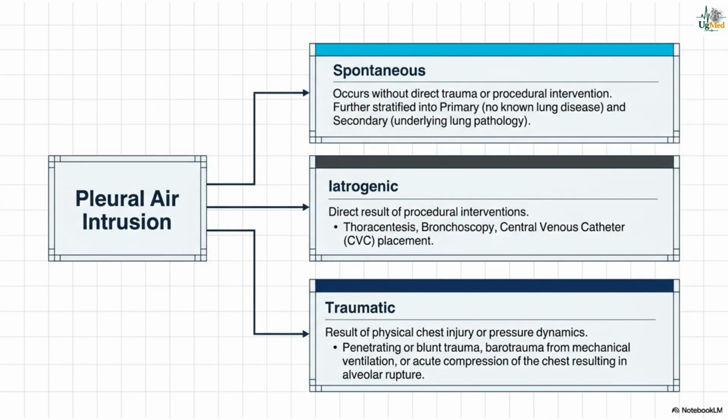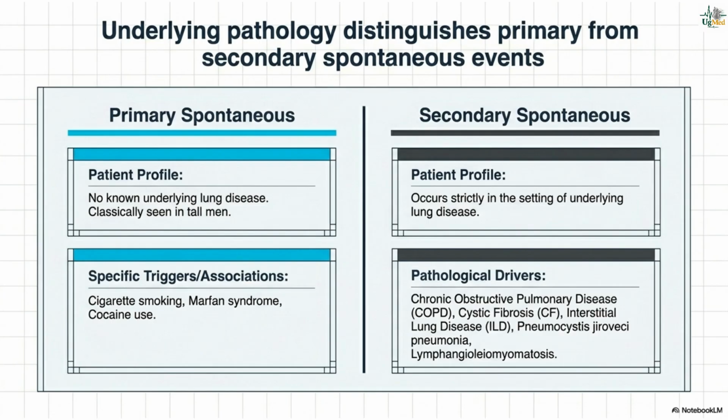Let's begin with the major causes of pleural air intrusion. Spontaneous pneumothorax occurs without direct trauma. It may be primary in patients without known lung disease, or secondary in patients with underlying pulmonary pathology. Iatrogenic pneumothorax results from medical procedures, including thoracentesis, bronchoscopy, or placement of a central venous catheter. Finally, traumatic pneumothorax follows either penetrating or blunt chest injury, or may occur during mechanical ventilation when excessive pressure damages the lung.